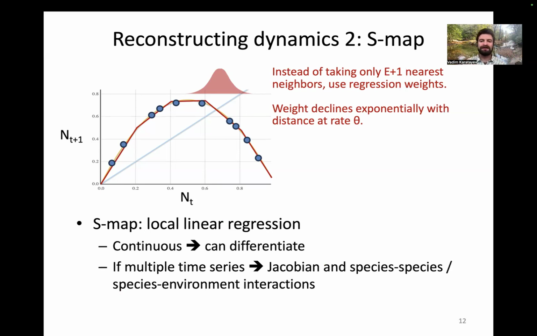If we have multiple time series that we're plugging into this construction, it means our slopes are the effects between species, and potentially species-environment interactions. We get the actual Jacobian of the system at any given point in state space.